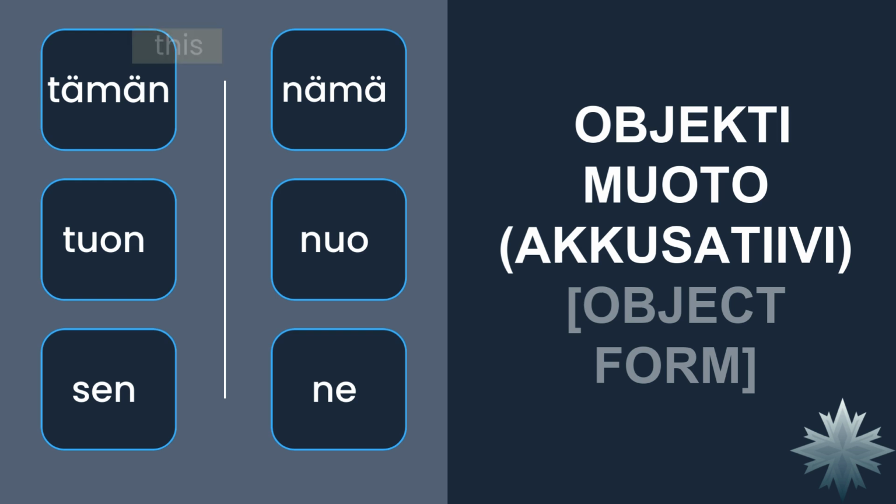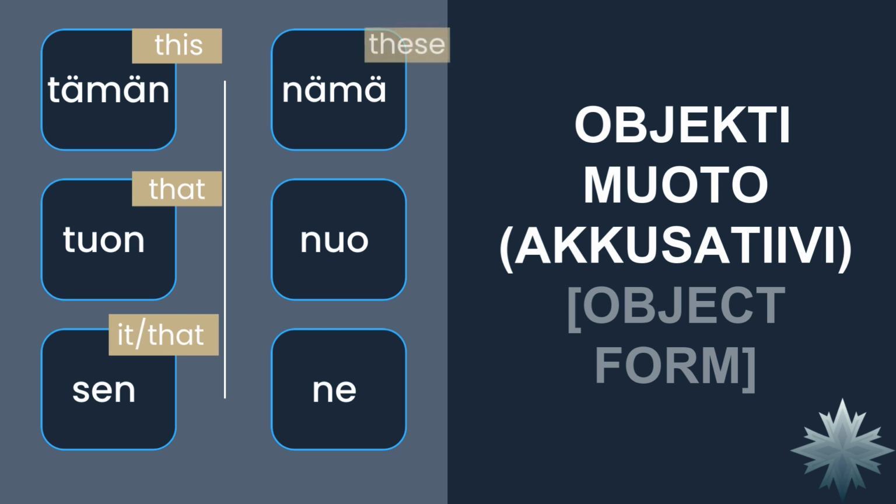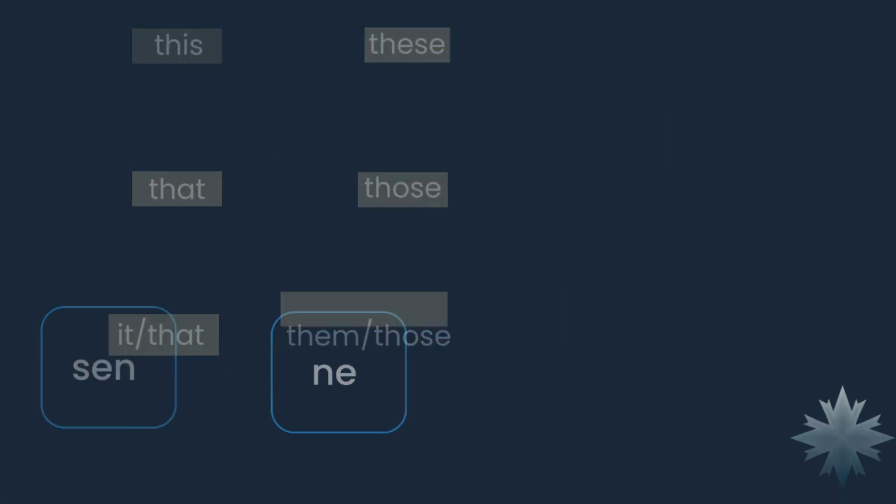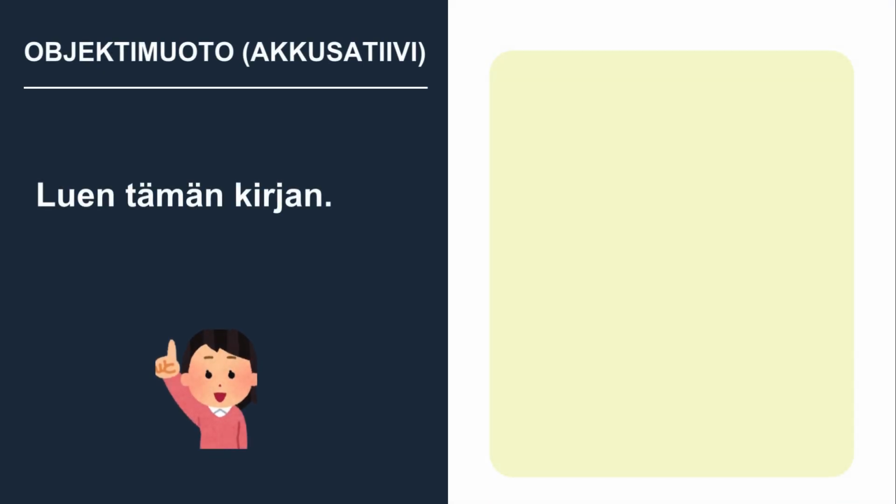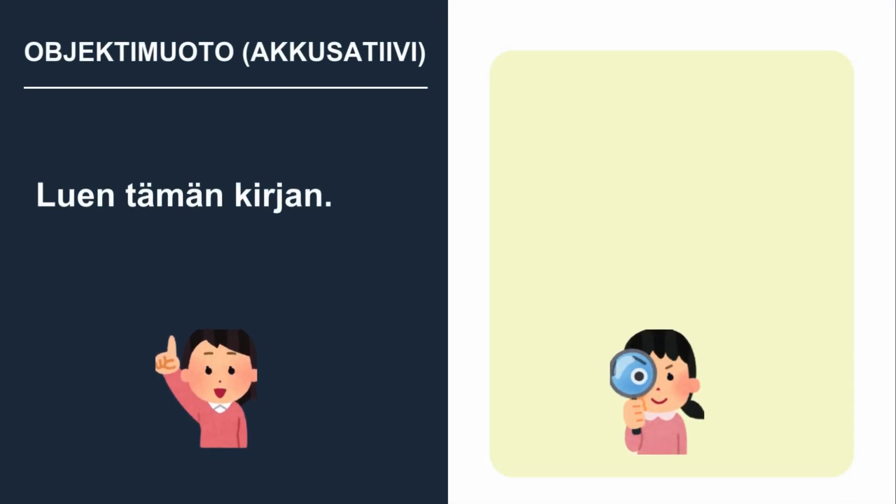Tämän, this, tuon, that, sen, it or that, nämä, these, nuo, those, ne, them or those. So the accusative is used when the action is completed or when the object is a whole entity. Now let's look at some example sentences.